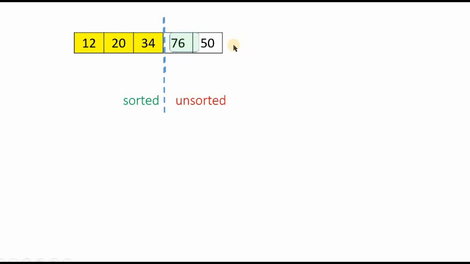Then we have 50 as the next smallest element. Even 50 has to be swapped to its rightful position. With this, we complete sorting the entire array. This is how selection sort works. It repeatedly searches for the smallest element and it puts it to its rightful position in the array. Now let us have a look at a C program code to perform selection sort.